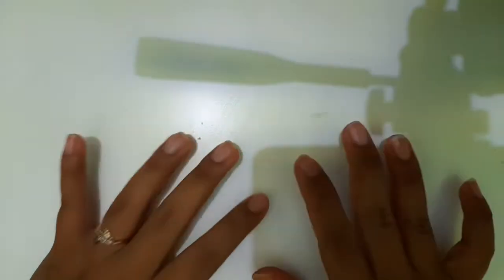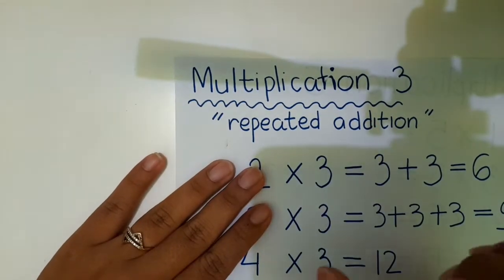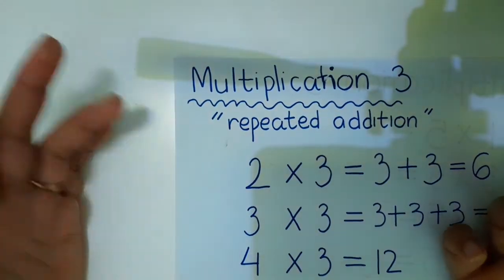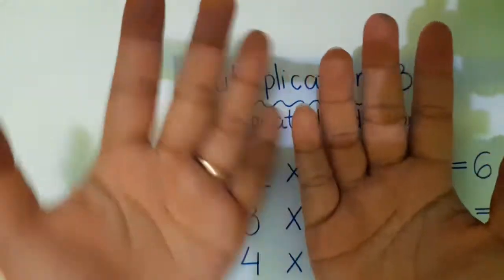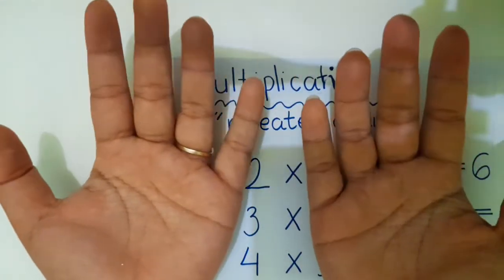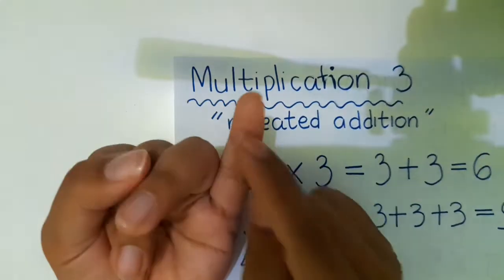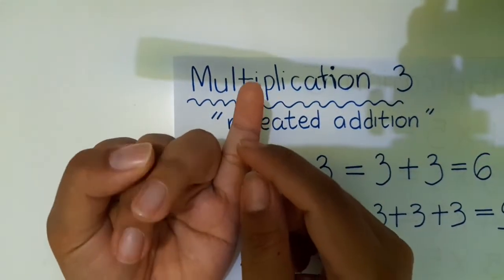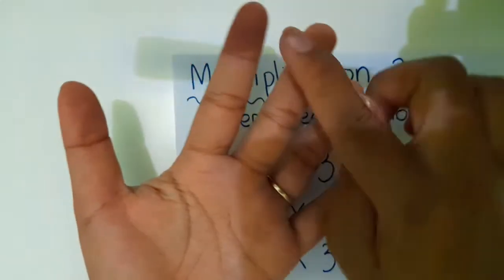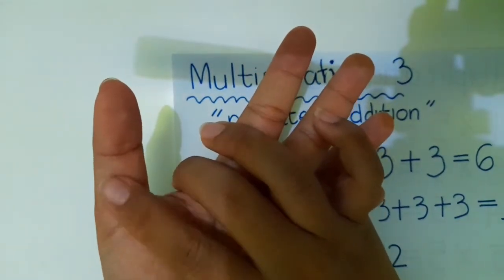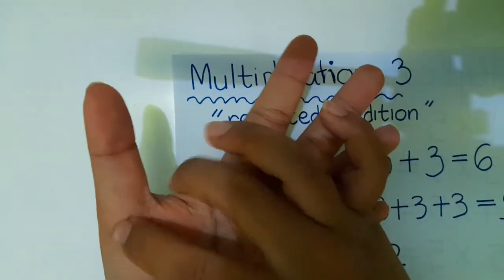Hello, then let's calculate multiplication 3, multiplication 4 and 5 here. How to calculate this using your finger? So I will tell you the way to use it. And then here, for the multiplication 3, every finger represents 3. It's like 1, 2, 3, but for the times, you can calculate it as 3. 1, 2, 3, 1, 2, 3, 1, 2, 3.